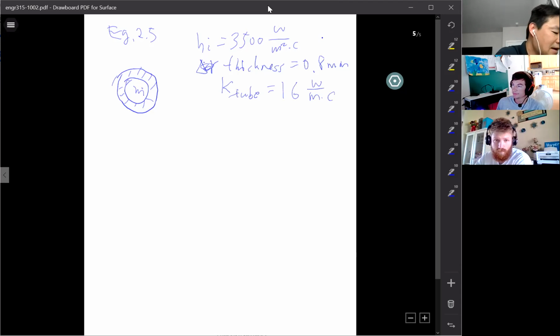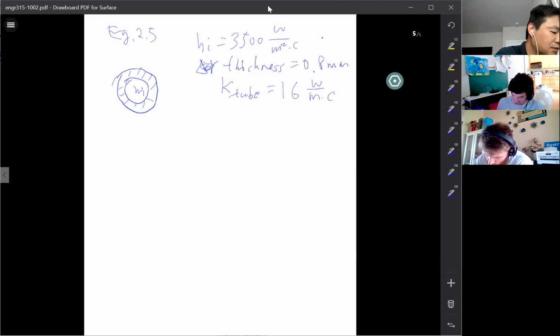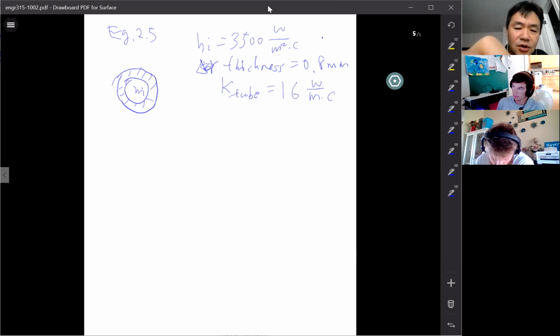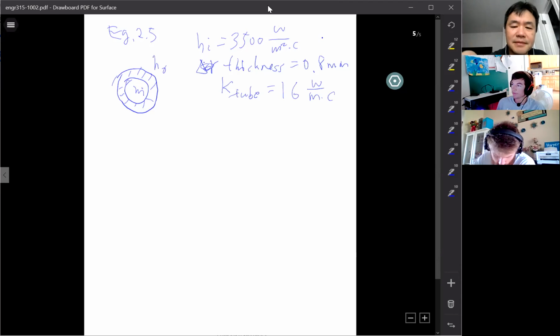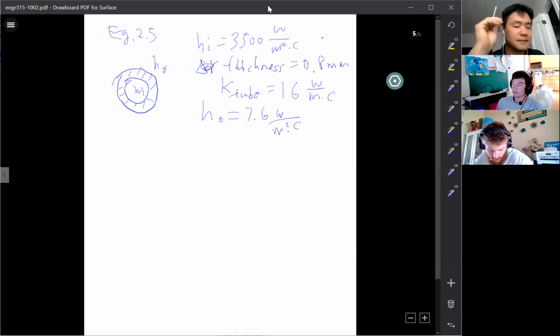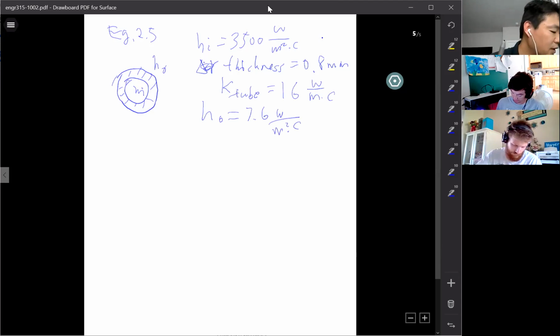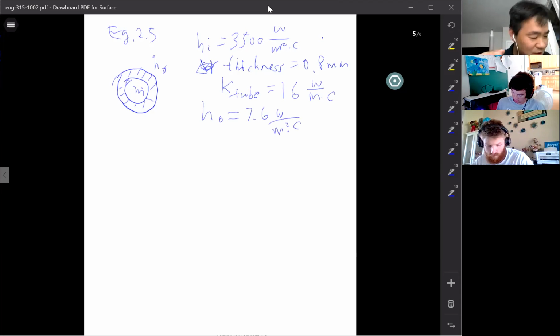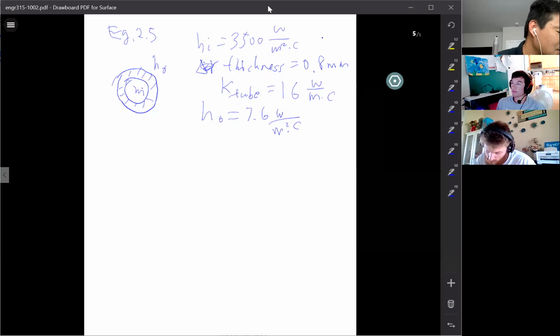Okay. The outside diameter of the tube loses heat by free convection. Okay, you have a convection HO outside, and the HO equals 7.6 watt per meter squared C. Okay. Calculate the overall heat transfer coefficient, and the heat loss per unit length to the surrounding.